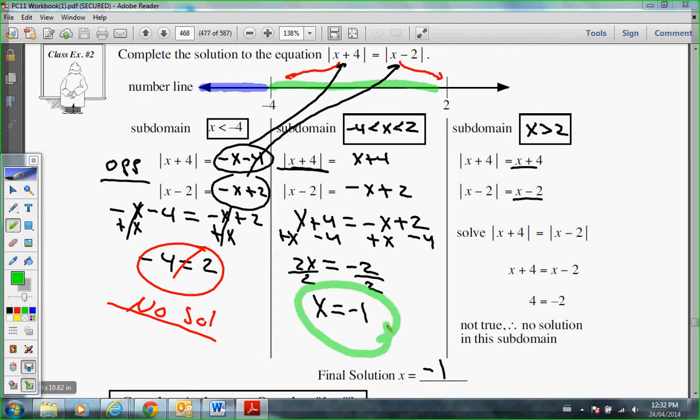Would they ever give you it that none of them equal, like none of them work? They could, and you would just say no solution, which would mean they don't cross, right? So yeah, definitely that can happen.